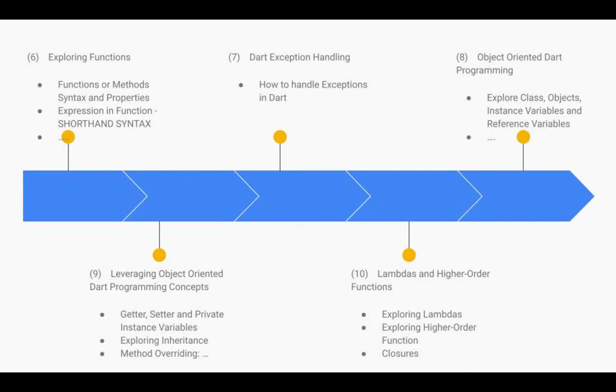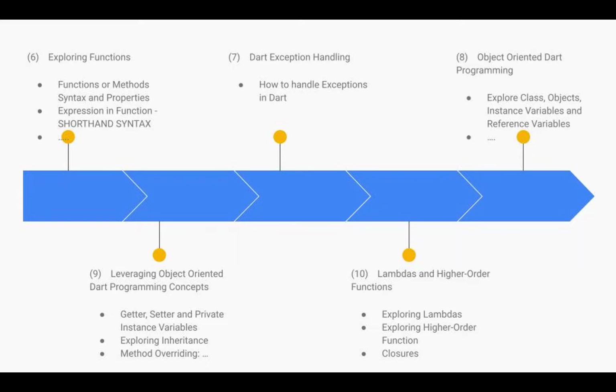Proceeding to section 10, you will dive into performing functional programming similar to any other modern programming language. Dart has excellent support for functional programming. In Dart, we treat functions as first-class objects, so you will explore what lambdas and higher order functions are, and how to implement closures.